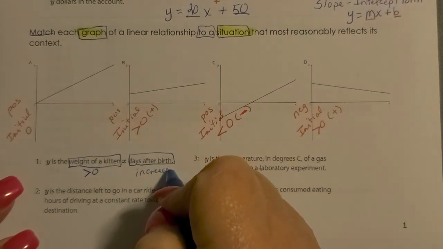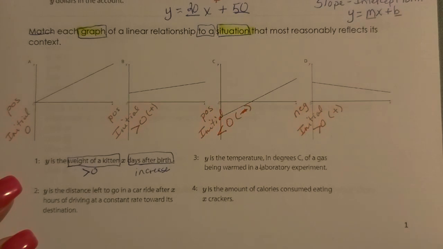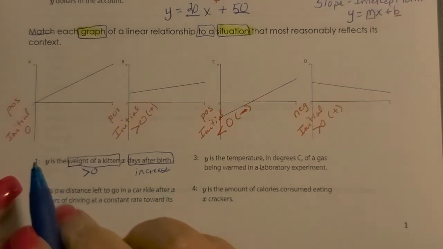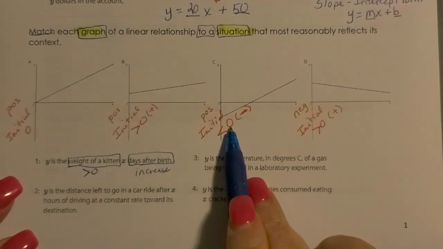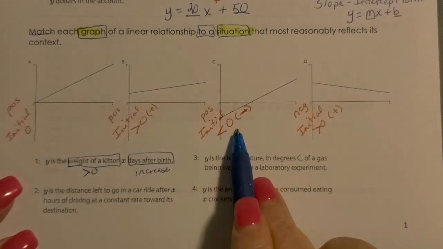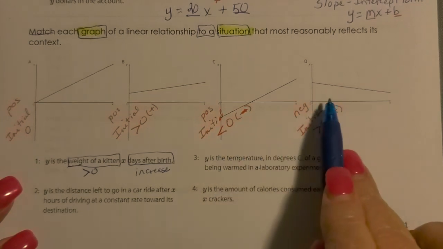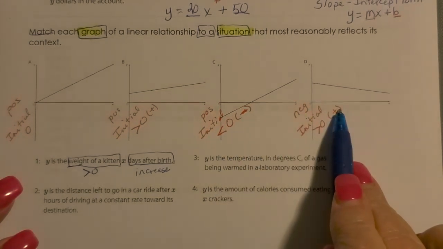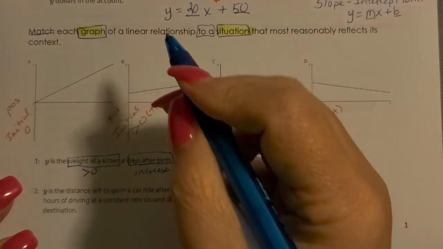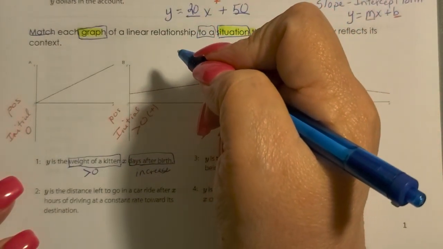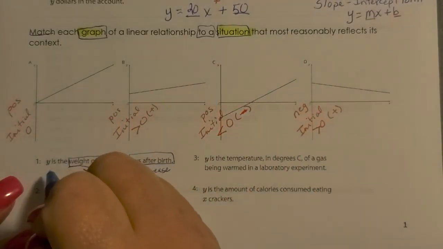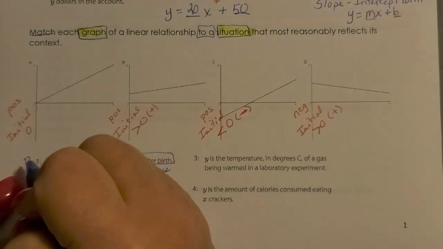So therefore, the graph that would match situation 1 would not be A because it starts at 0. It would not be C because that is less than 0 to begin with. And the last one is negative, which means the weight would be going down. So the one that would match the kitten and its weight would be graph B.